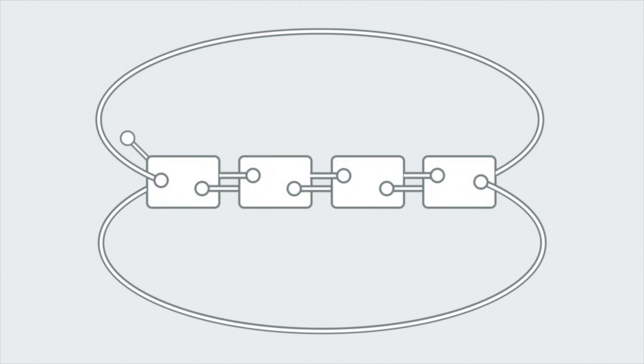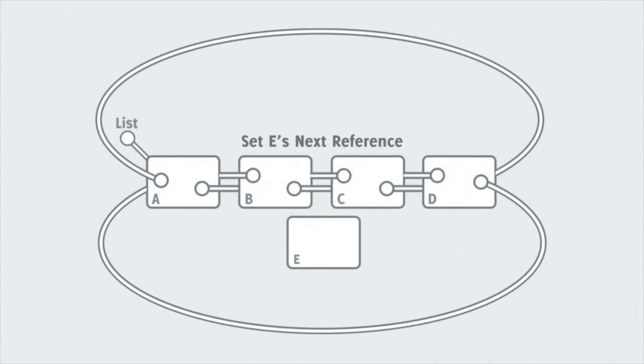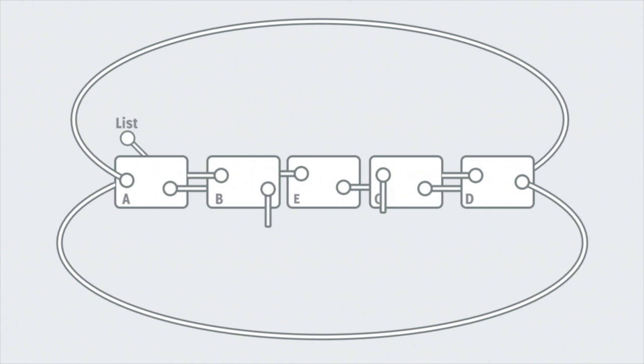Say we wish to add a new node to the list. We begin by creating a new node, node E. We then set the new node's next reference to point to C, and its previous reference to point to C's previous. The final crucial step is to change the references of B and C to link to the new node. B's next reference will be altered to point to E, and C's previous reference will also need to be updated to connect with E.